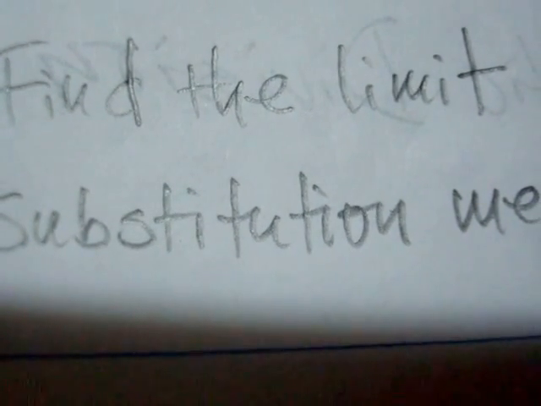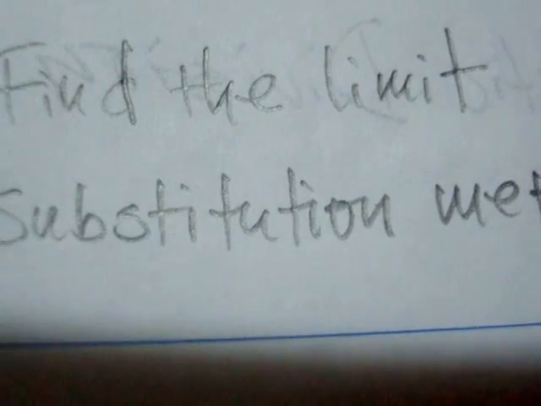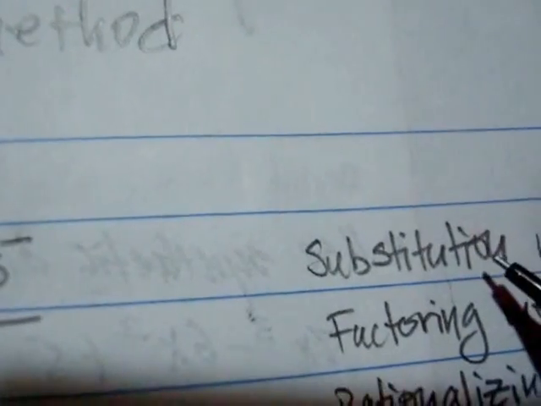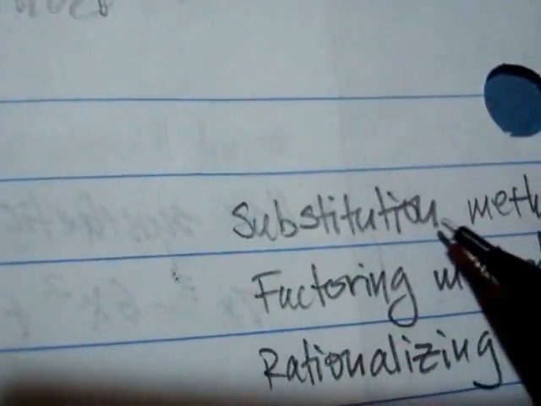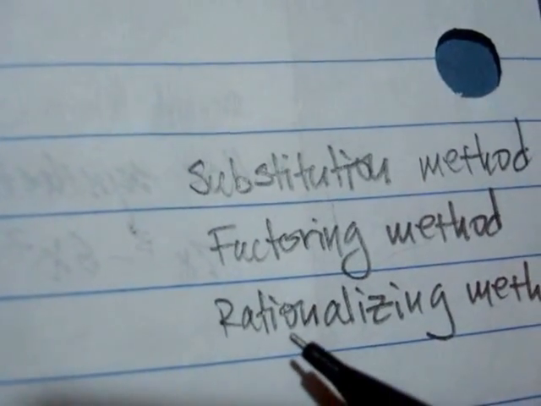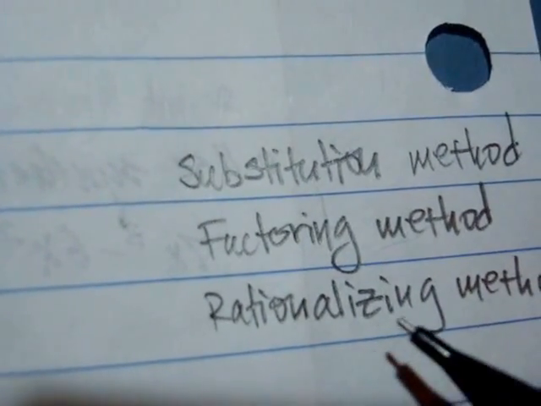Find the limits by using the substitution method. Every time they ask you to find a limit, there are three methods to use. The first method is called the substitution method. The second method is called the factoring method. And the last method is called the rationalizing method.